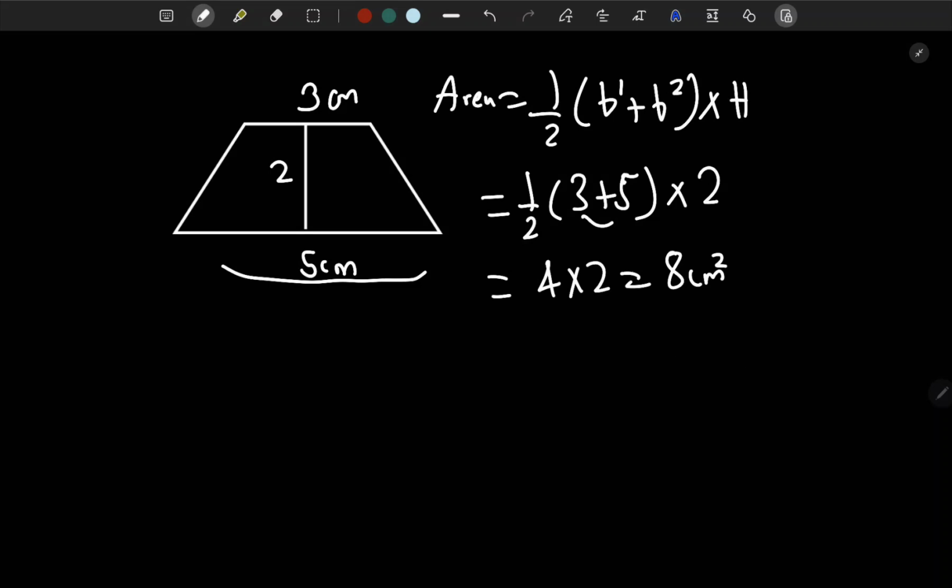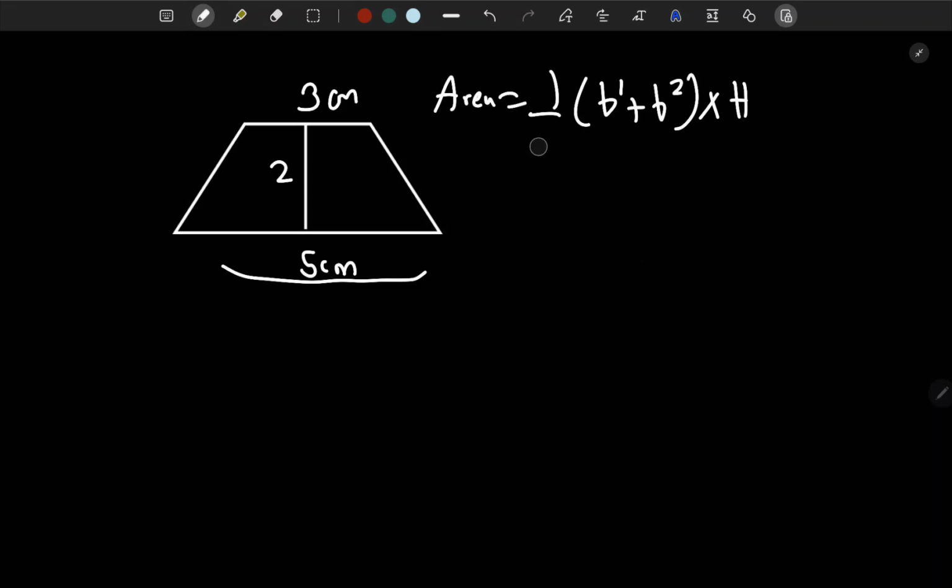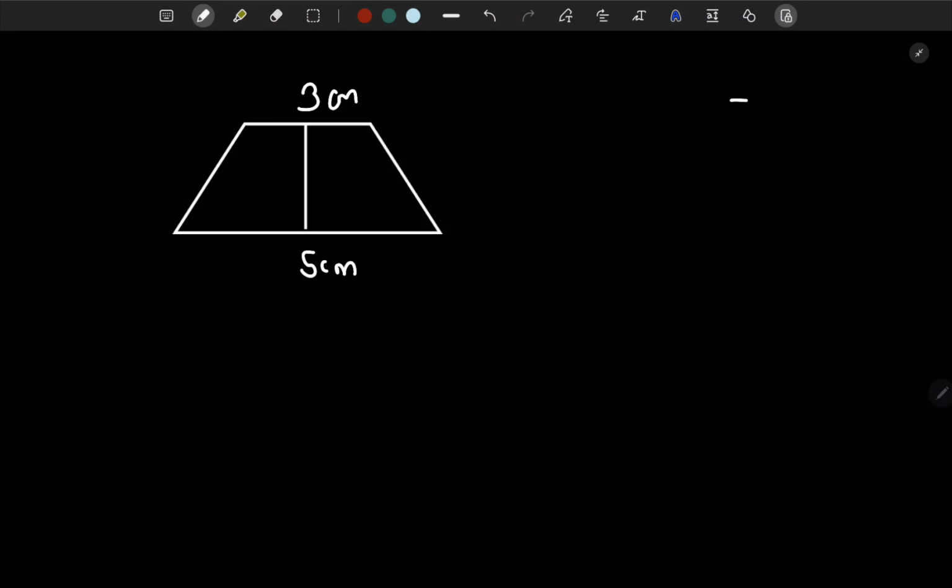And now we also need to find the perimeter of this trapezoid. And there is no fixed formula, by the way, for the perimeter. We just need to add all the sides up. So let's see what sides we have. It is going to be base 1, I'm going to call this base 1, and this is base 2.